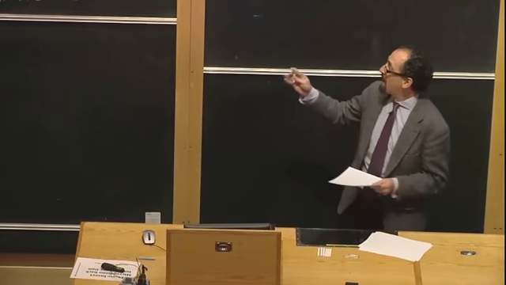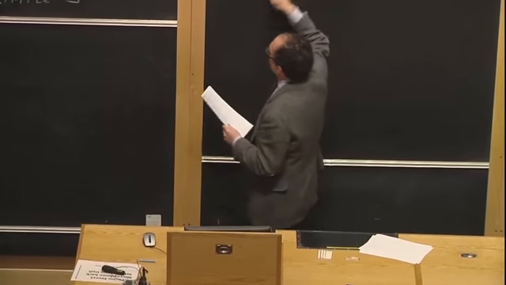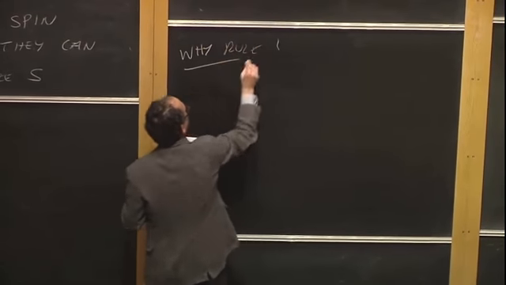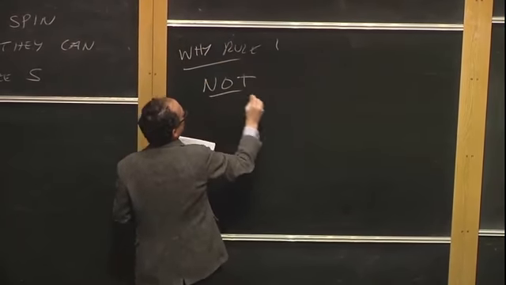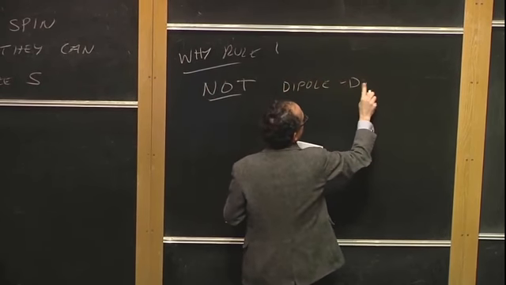So can we understand why the electron spins would want to align? Well, why rule one? The first thing is that it is not because of dipole interactions, dipole interactions between the spins.